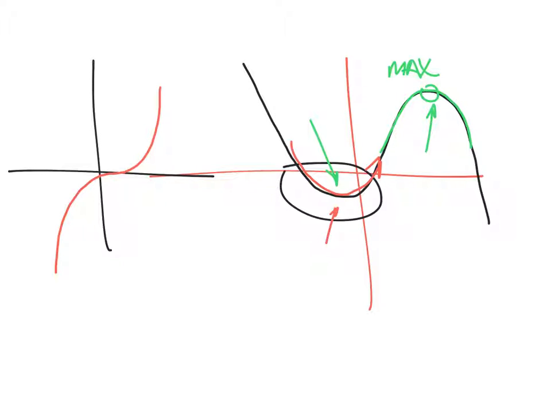The highest point on the graph over an interval is called the absolute maximum point, and obviously the lowest point on the graph over an interval is called the absolute minimum point. Okay, so the absolute minimum and absolute maximum are strictly based on an interval.